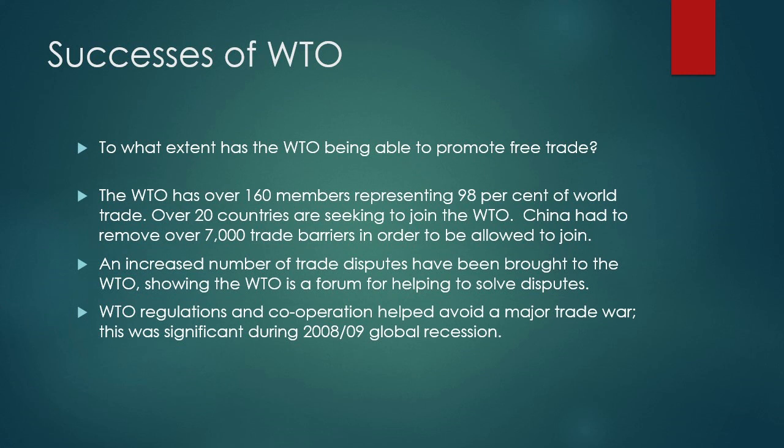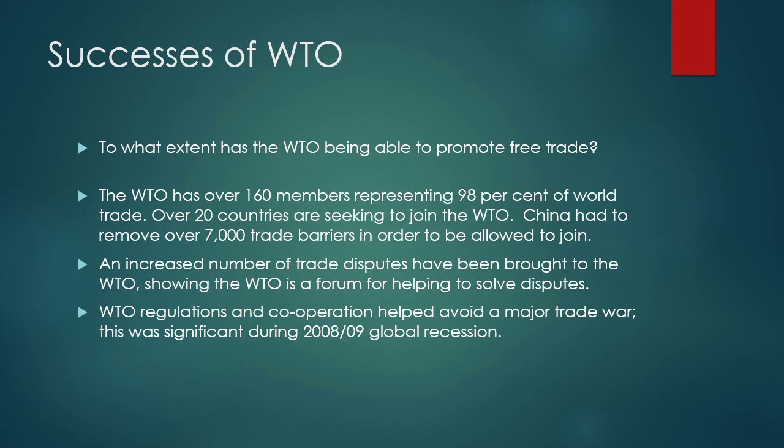And so to what extent has the WTO been able to promote free trade? Well, the WTO has over 160 members representing 98% of world trade. Over 20 countries are seeking to join the WTO. As I suggested, China had to remove over 7,000 trade barriers in order to be allowed to join. An increased number of trade disputes have been brought to the WTO, showing the WTO really is a forum for helping resolve those disputes.